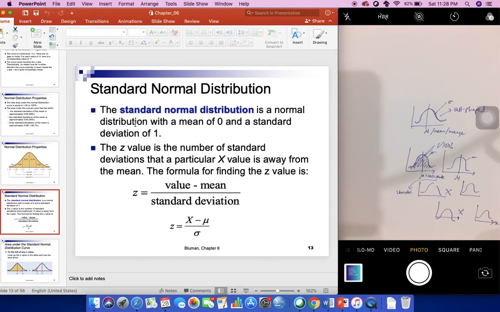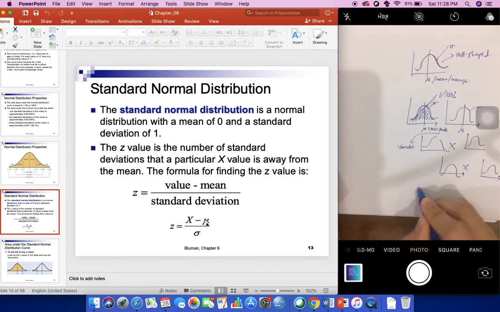The standard normal distribution is a normal distribution with a mean of 0 and a standard deviation of 1. The z value is the number of standard deviations that a particular x value is away from the mean. The formula for finding the z value is z equals x minus mu divided by sigma, where x is the value, mu is the mean, and sigma is the standard deviation.